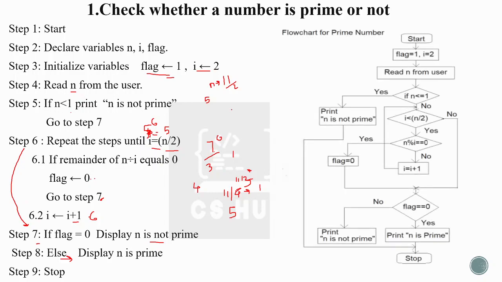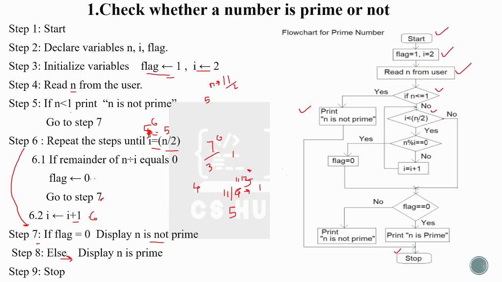And this is a flowchart. The flowchart is a simple one. Starting with the terminal start, then flag equal to 1 and I equal to 2. Read n from the user. Then check whether n is less than or equal to 1. If yes, it means our number is not prime, we can directly print n is not prime and move to the stop.